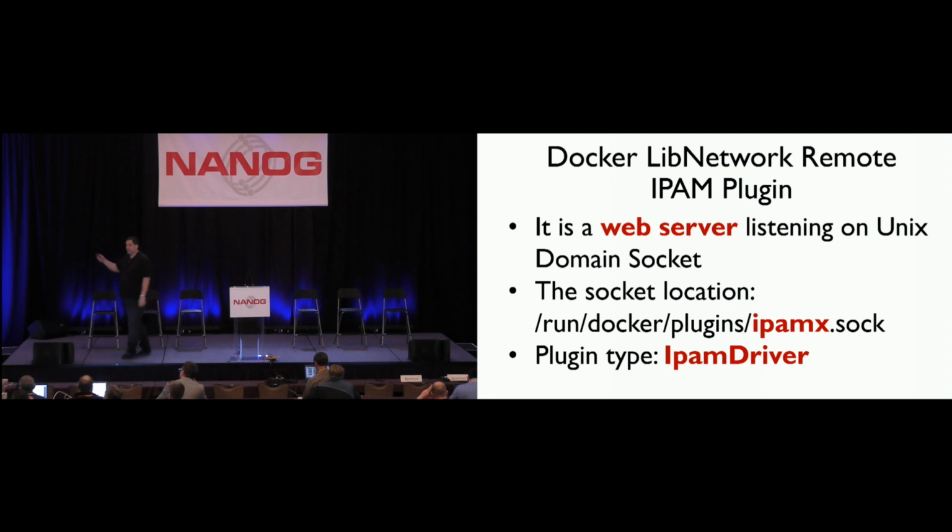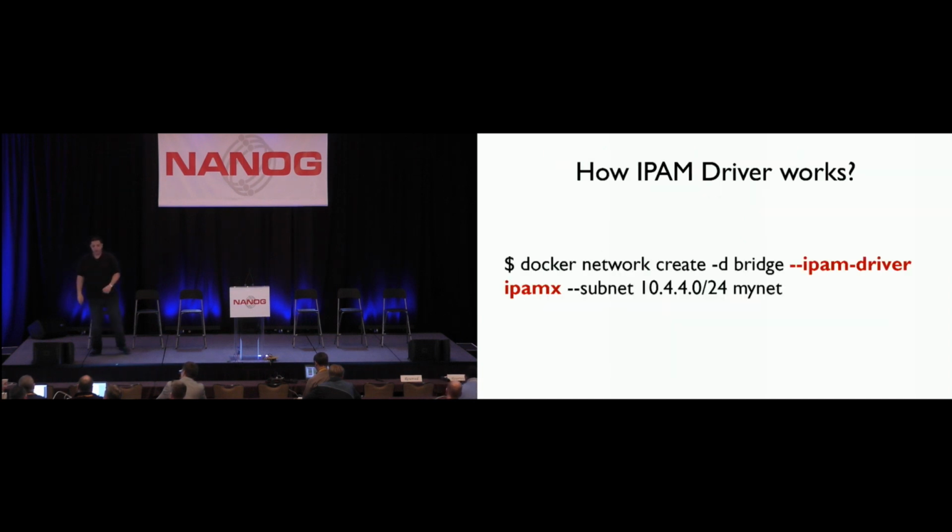Plugin type. As I described before, there are two types of plugins, network driver and IPAM driver. In this case, it's an IPAM driver. When you create a network, let's say I create a network that uses bridge, but I want to use my own IPAM. Let's say I want to add static IPs for a specific workload, and I don't want to rely on the IPs that Docker gives me.